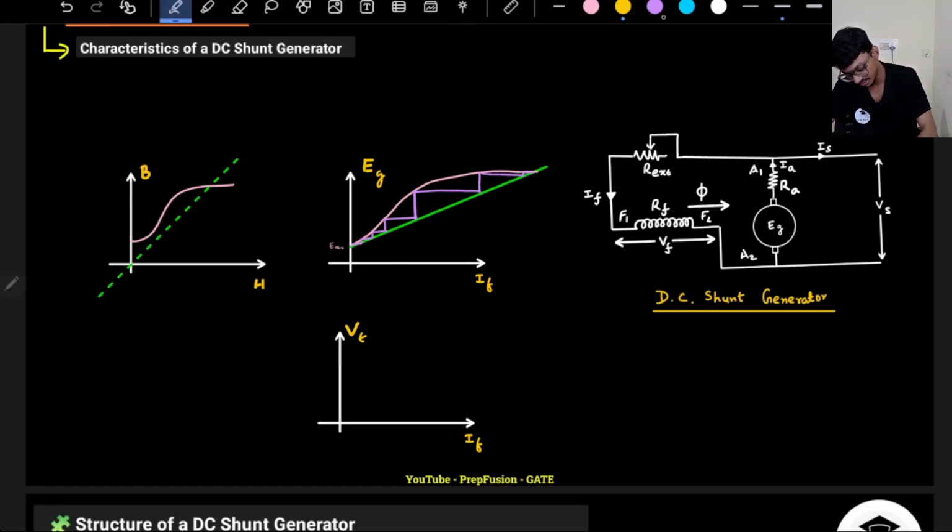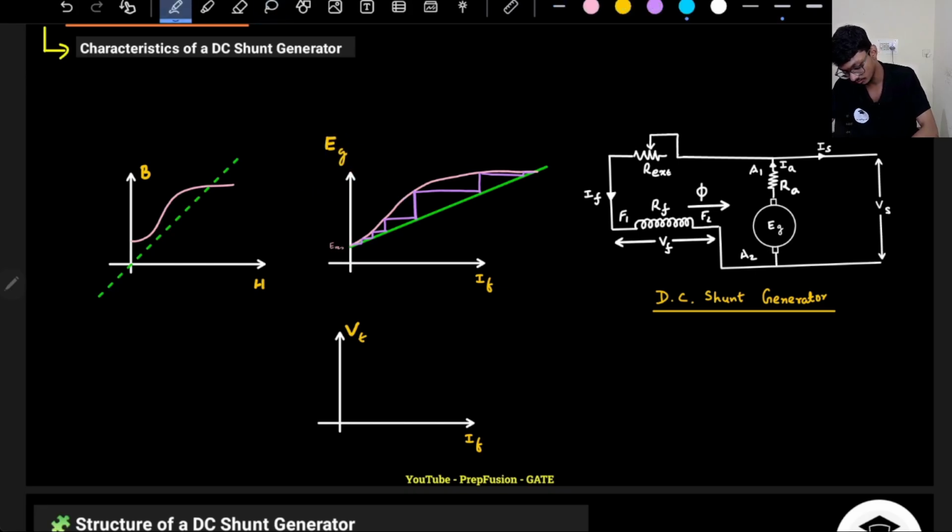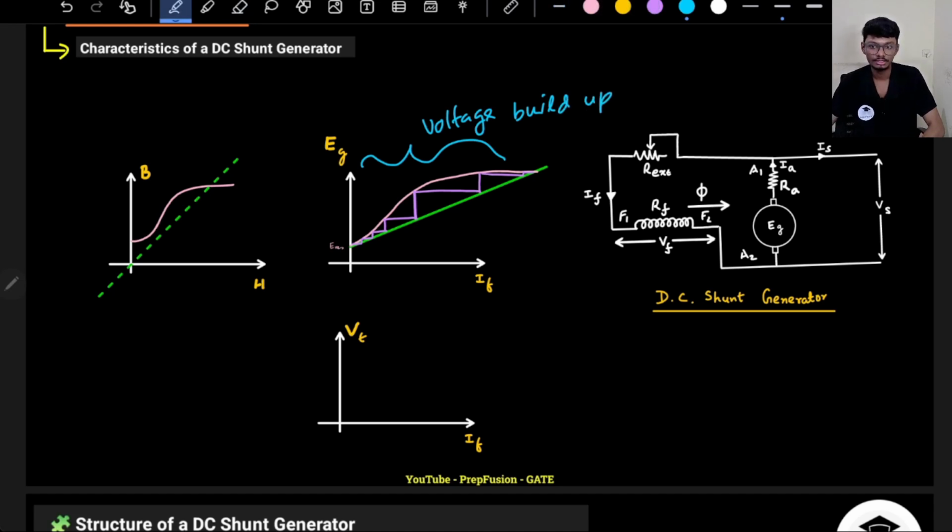This process takes a bit of time. It does not instantly go to its steady state voltage. This procedure is known as voltage buildup in a DC shunt machine. Voltage buildup in a DC shunt machine, okay, so it takes a bit of time.